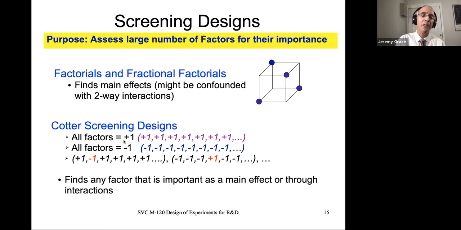And she has a design that uses 2 reference conditions, everything set high and everything set low, and then 2 sets of other conditions where you change from one thing set high to low or one thing set low to high, one at a time. So you have 2 reference conditions and 2n other conditions where you're changing one factor only out of that reference condition. For those 2n plus 2 design points, you run an analysis that then will find any factor that is important as a main effect or through interactions. Different philosophy from the half factorial or the fractional factorial.